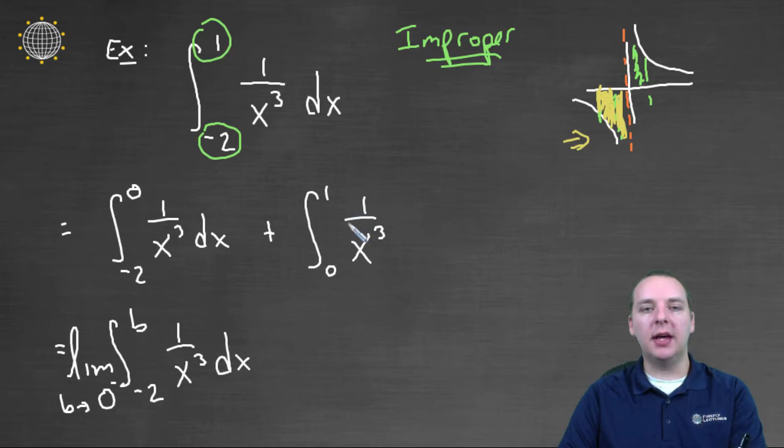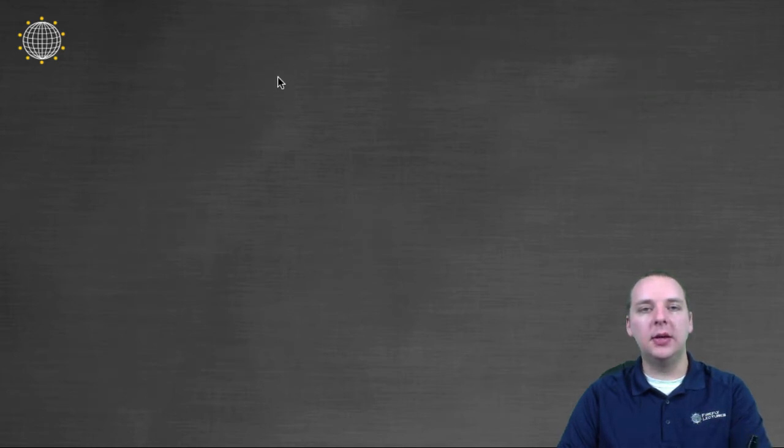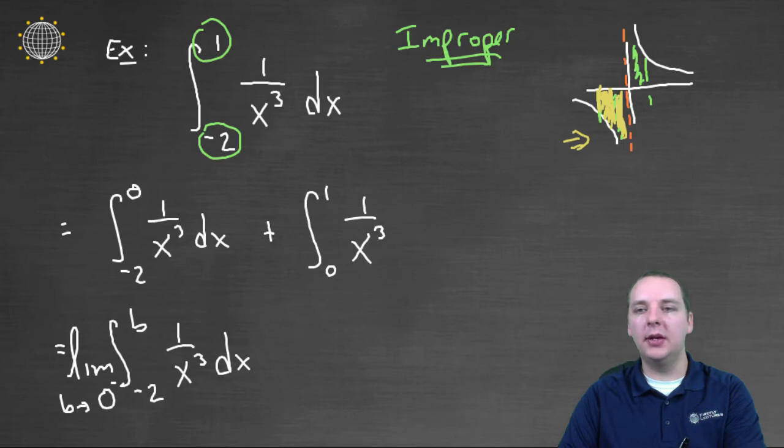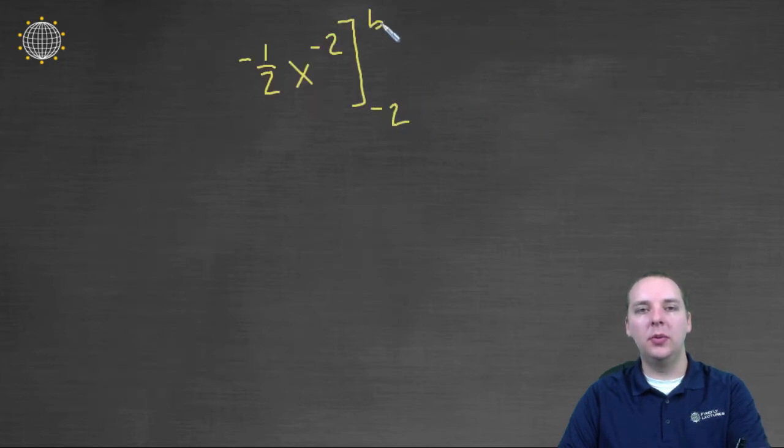Okay, and for this guy here, I'm not going to write it, but we would go from a up to 1 and take a limit as a goes to 0. Let me just work on this guy here, and then I'll come back and do this one as needed. All right, so let me come to the next page here. We integrate 1 over x cubed, that would be x to the -3. So we'd get -1/2 x to the -2, bracket from, lower limit was -2, upper limit was b, and then we'll take the limit, of course, as b goes to 0 from the left.